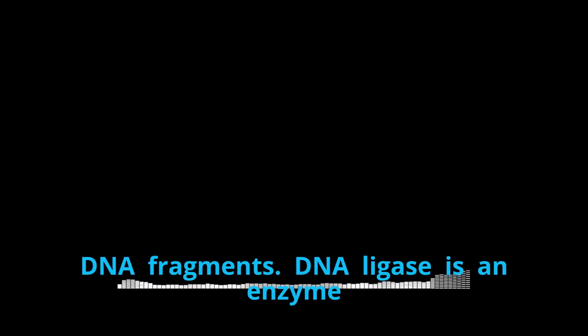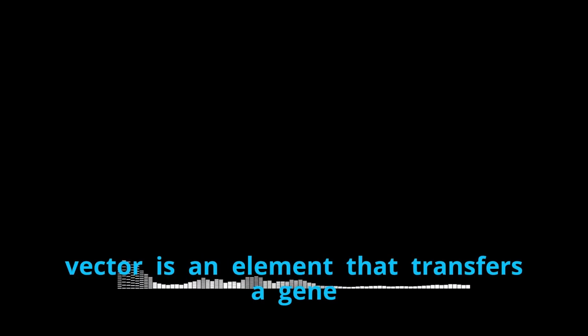The restriction endonuclease cuts the DNA each time a specific base sequence occurs. That is, if the sequence occurs 5 times, then the restriction endonuclease makes 5 cuts, forming 6 DNA fragments. DNA ligase is an enzyme that joins DNA fragments or sections. A vector is an element that transfers a gene from one cell to another. Examples are plasmids and viruses, phages. Plasmid is a small circular extrachromosomal bacterial DNA.